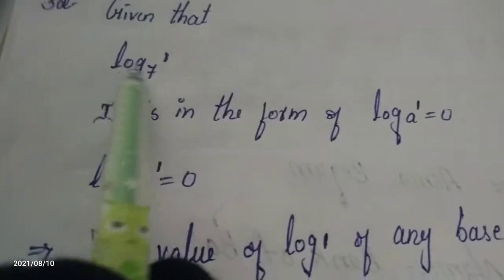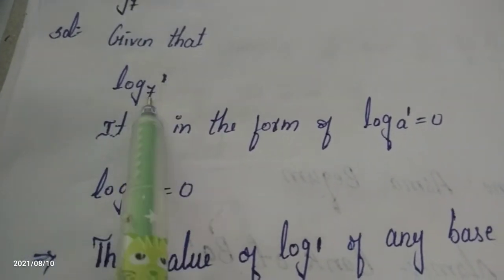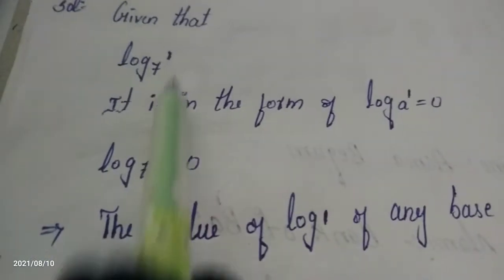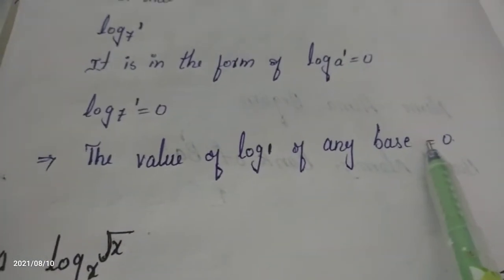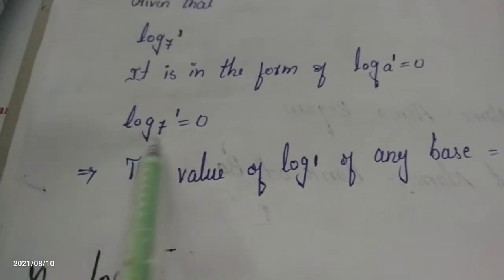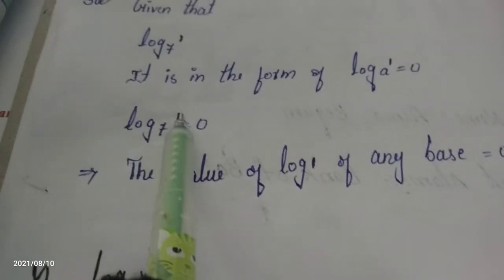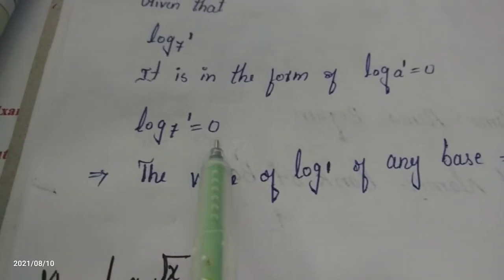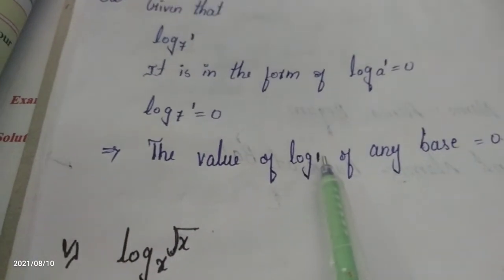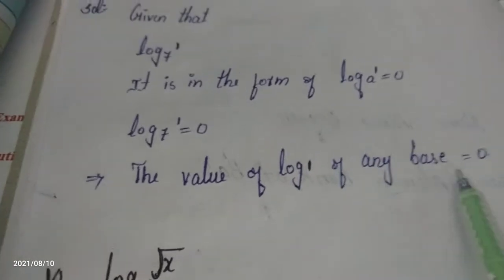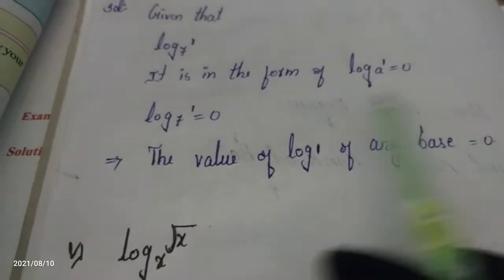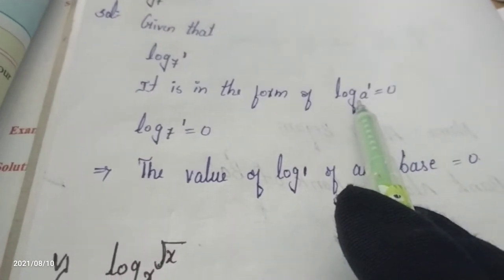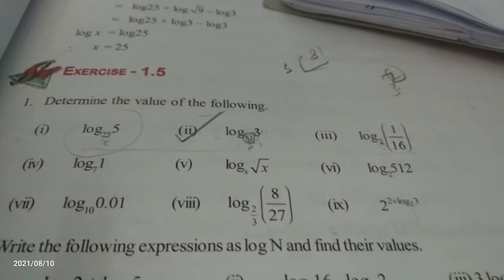Our expression is in the form of log 1 to the base 7, which is log 1 to the base a, so the value should be 0, because the value of log 1 to any base is 0. Here we have 10: log 1 means log 1 to the base 10. Here also the value should be 0. So the log 1 value is 0, and according to this formula the whole value should be 0. Okay, we are solving the fourth one.